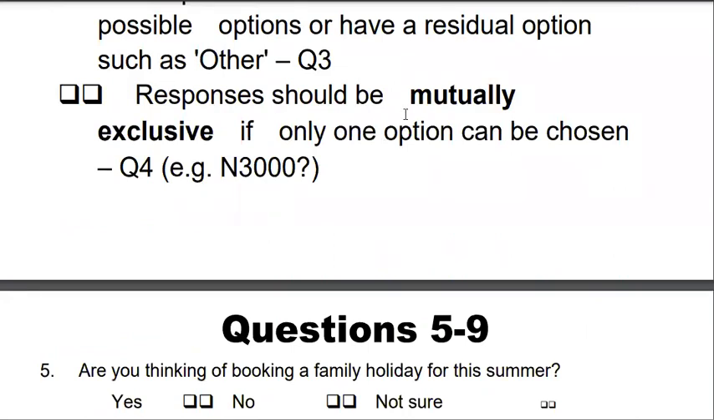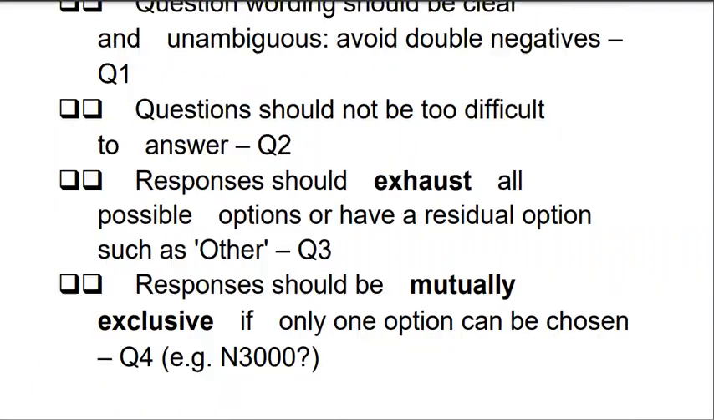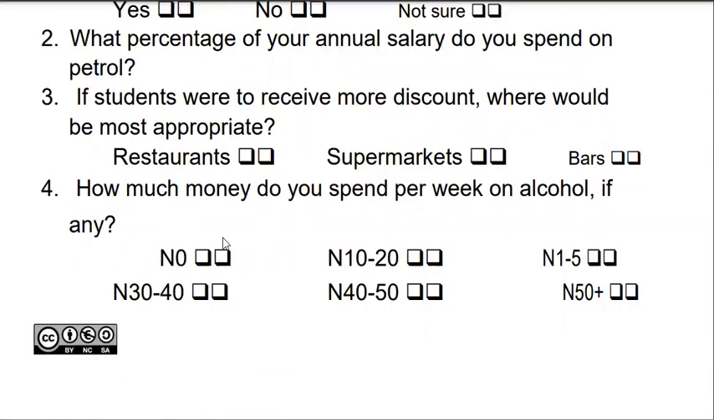Then responses should be mutually exclusive. So that's the problem about this particular last one. They are not exclusive. If you see this one, you have 30 to 40, and here this option is still the same thing as this option, because anybody whose age, for instance, is 40, if he's here, he's also here, even if he doesn't choose this particular option.